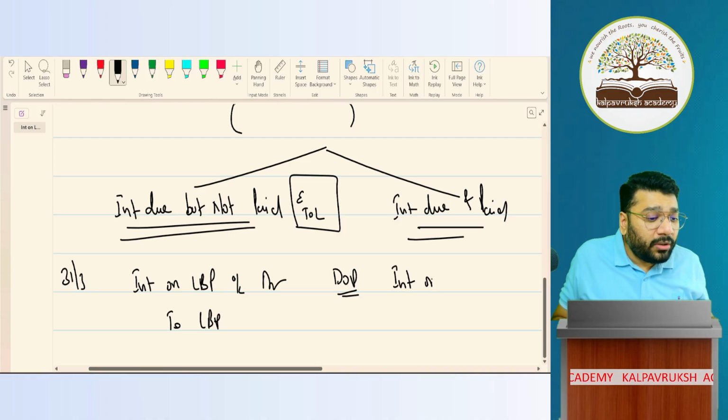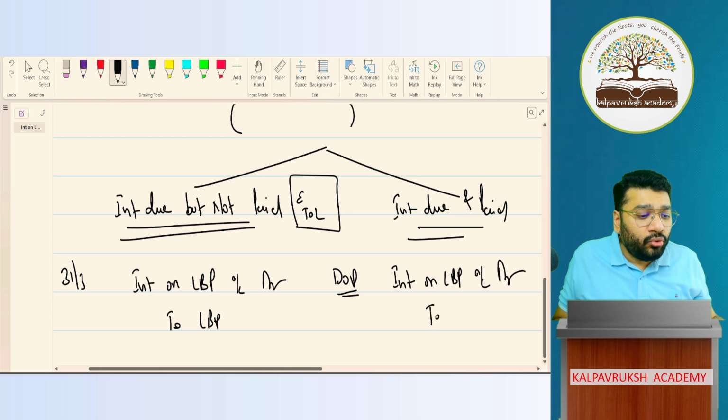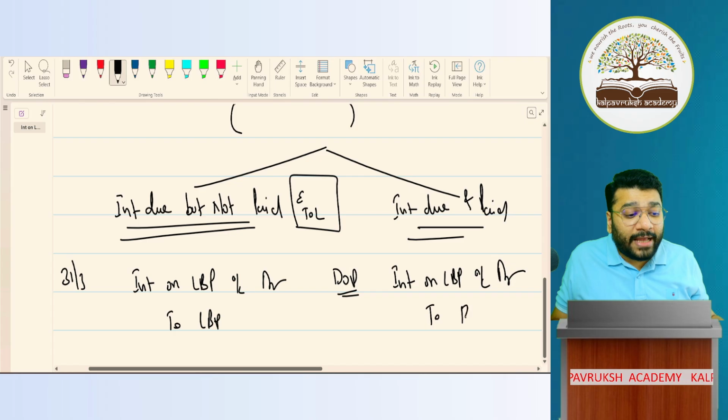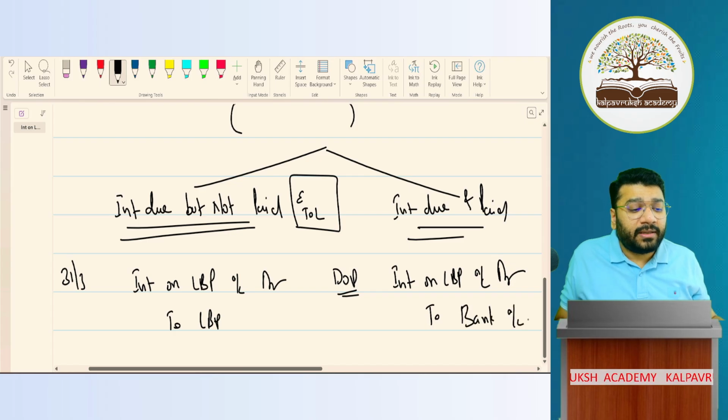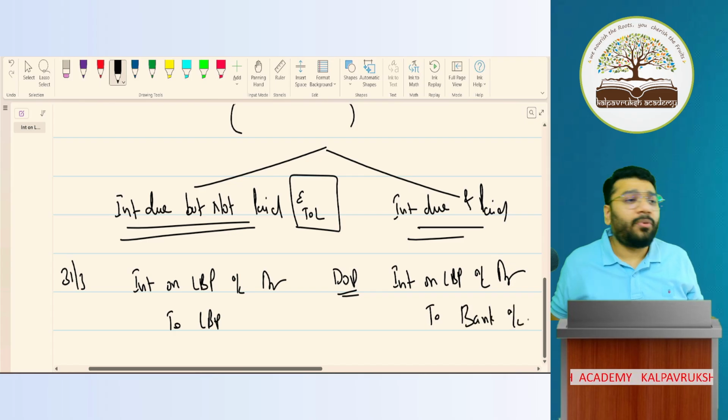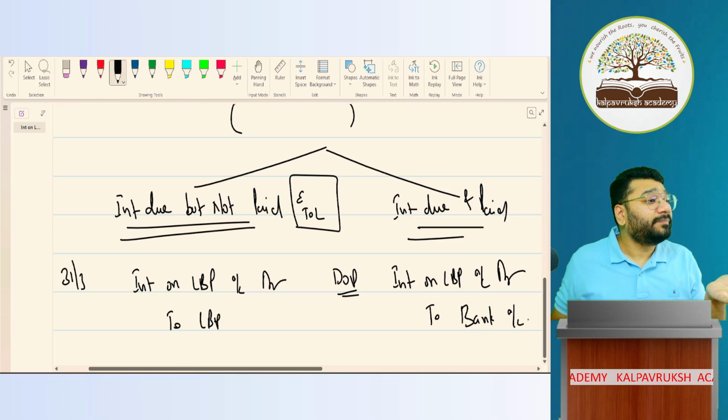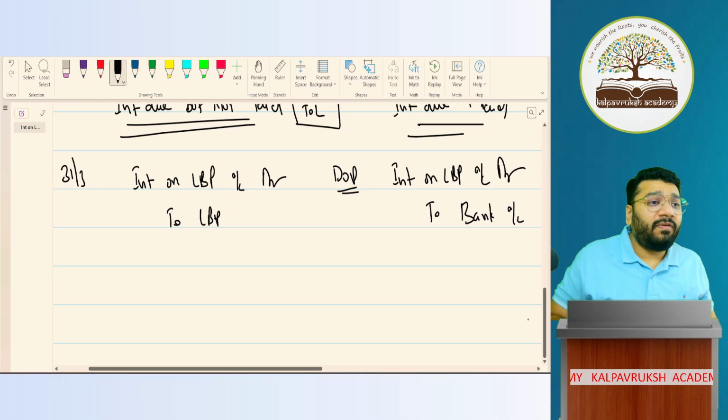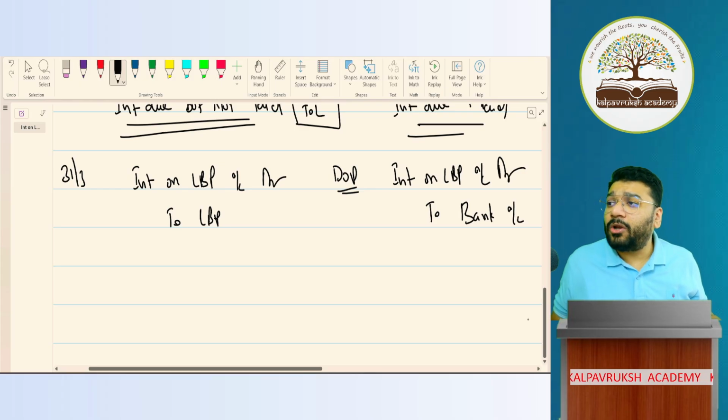So interest on loan by partner account debit to... Since it is paid through cash or bank, cash and bank will come in the credit. Any problem? Open your mouth and respond. No problem. Okay. Once the expenses are recorded, expenses are nominal account.